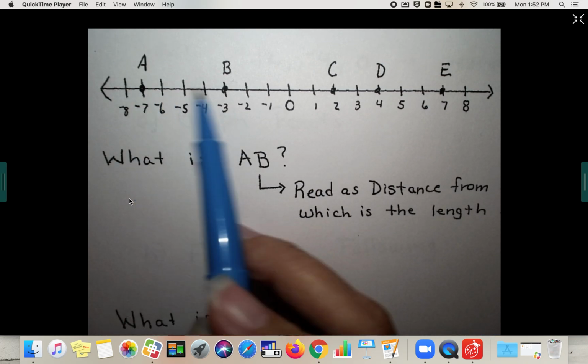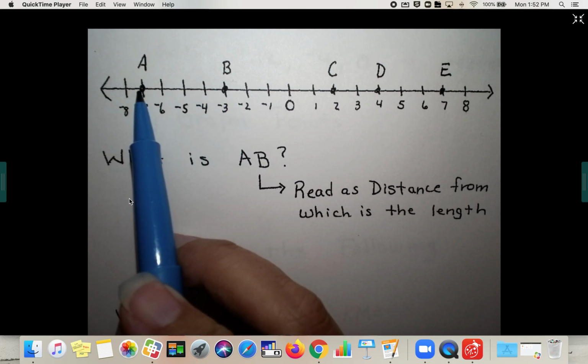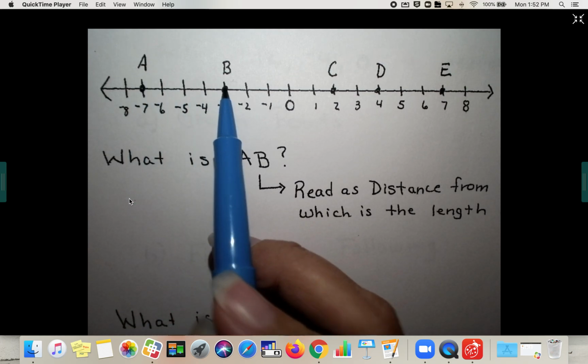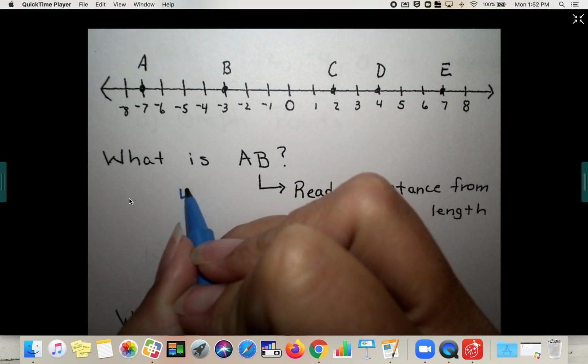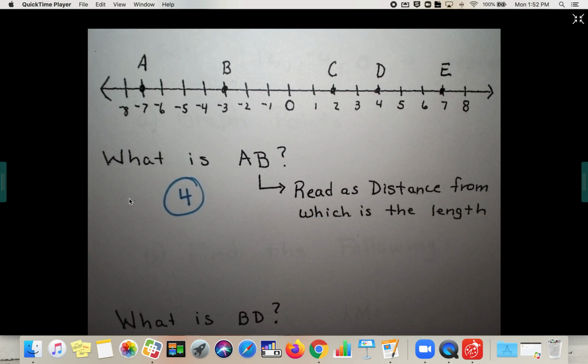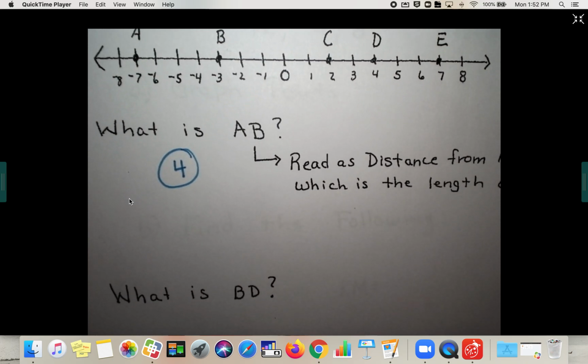So you can do this a few different ways. You can just count from A to B. There are 1, 2, 3, 4. So the distance is 4. But in case you are wondering about the other ways, let's go ahead and look at the next example.